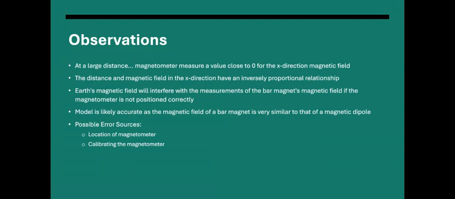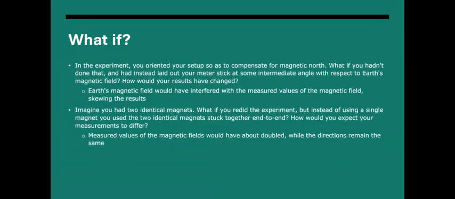Another possible error source is calibrating the magnetometer. If we got it even slightly wrong, it could throw off our numbers. So to answer the what if, in the experiment, you oriented your setup so as to compensate for the magnetic north. If we hadn't done that, what could have happened and how would it have changed the results.